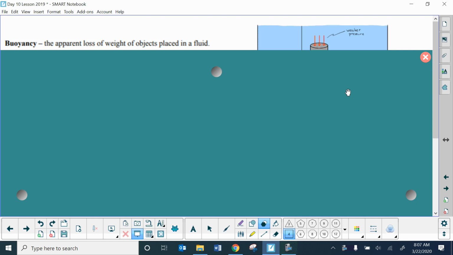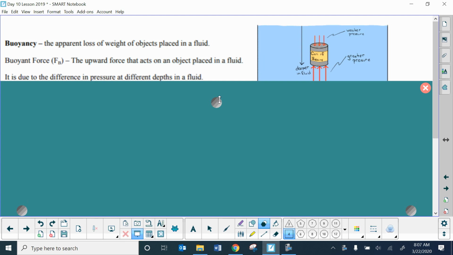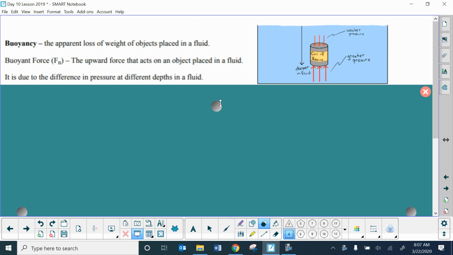All right, so the next topic we're going to talk about is buoyancy. You guys are all probably familiar with buoyancy because you've gone swimming or floated in a pool or the ocean or whatever. Buoyancy is defined as the apparent loss of weight of an object when you place it in a fluid. And there's this thing called the buoyant force, which is the force that acts upward on an object that's placed in a fluid.